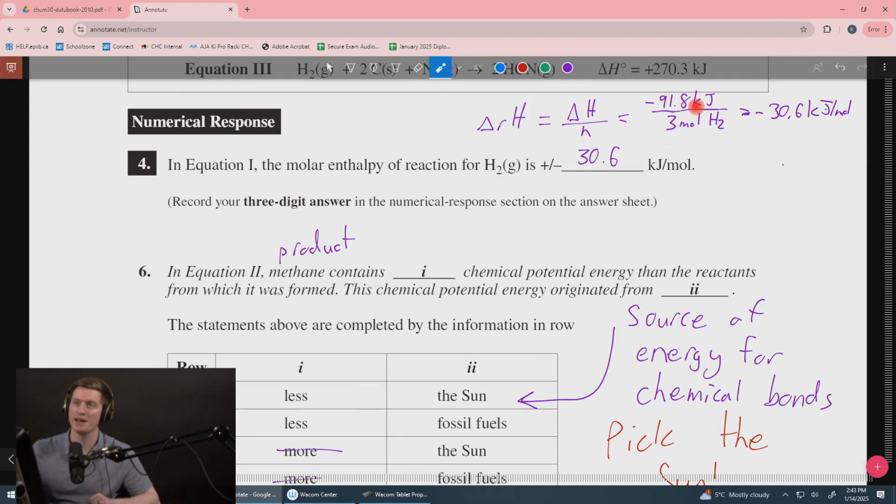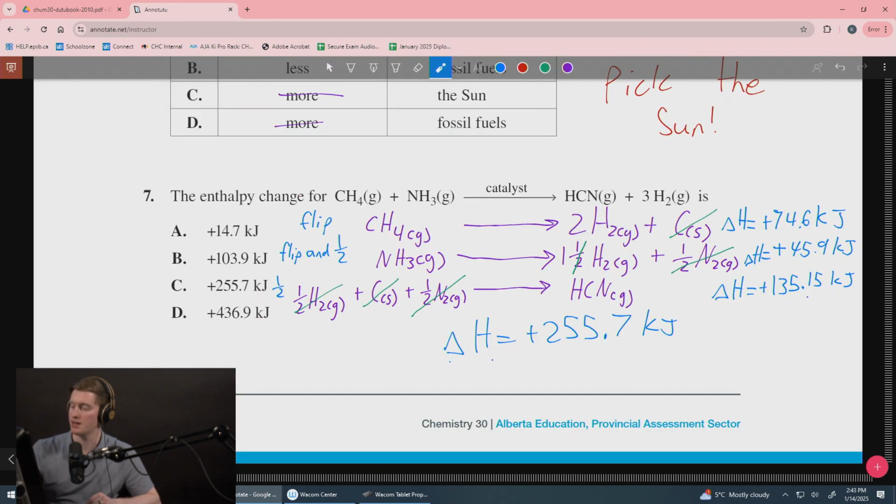you're just dividing your enthalpy change by the coefficient. But that's how we're going to get to our overall enthalpy change here, which is C. We'll do the next page, and that will be the end of this video.